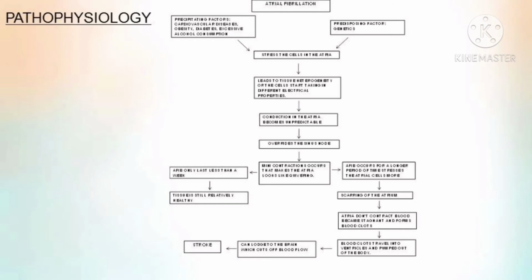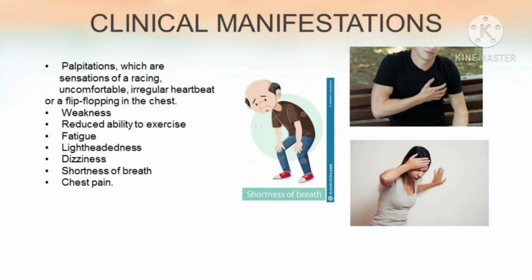When an AFib only lasts less than a week, it probably means the tissue is still relatively healthy. But when an AFib occurs for a longer period of time, it stresses the atrial cells more. It causes scarring of the atrium, and the atria cannot contract, and the blood becomes stagnant and forms blood clots. These blood clots travel into the ventricles and are pumped out of the heart. They can lodge in the brain and cut off blood flow, which eventually leads to stroke.